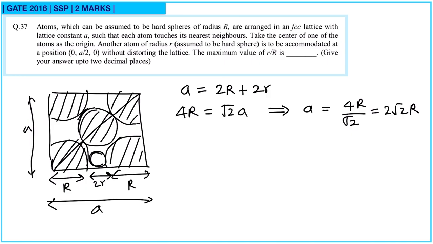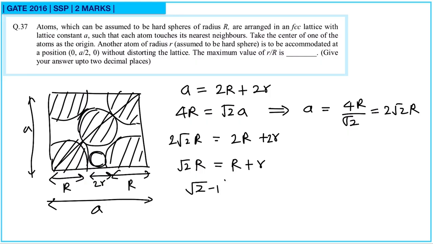So we can substitute this here. This will be 2 root 2R is equal to 2R plus small r, 2R. Dividing throughout by 2, this will be root 2R is equal to R plus r. That means root 2 minus 1 into R will be smaller r. And root 2 is 1.414 minus 1, that will be 0.414, and that will be equal to small r by capital R.